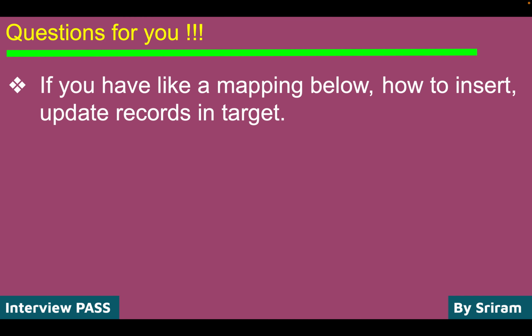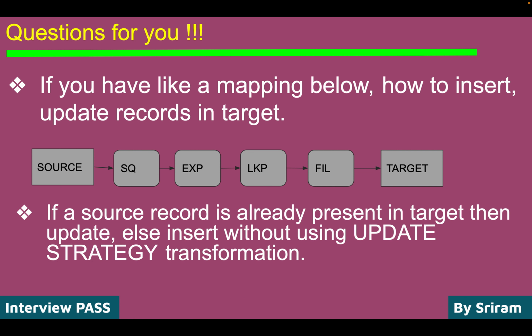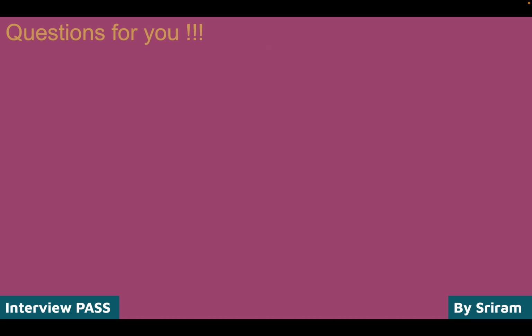If you have a mapping like below, how to insert and update records in the target without an update strategy. If a source record coming is already present in the target, then it has to go for an update. If it is new, then it has to insert. You should not use an update strategy. What are the settings you have to do, wherever you want to do it? Let us see the next question.